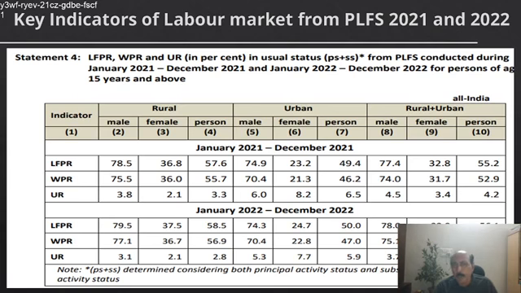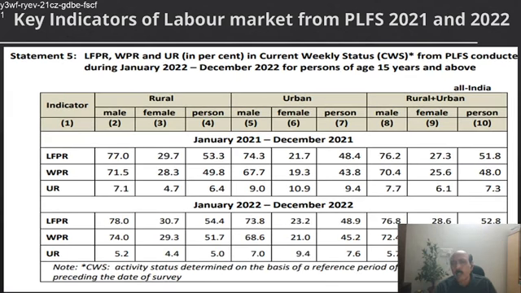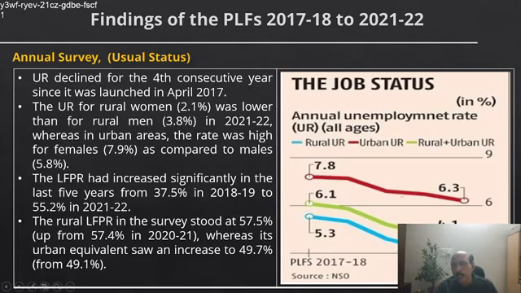If you look at the usual status rate for January 22 to December 22, it has further declined from 4.2 to 3.6%, because the labor force participation rate has slightly improved. Therefore, the indication these surveys are giving is that over a period of time, the rate of unemployment is falling. The rate of unemployment is falling over a period of time. And this is the trend which we can see in the graph.